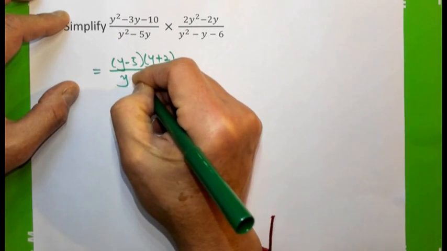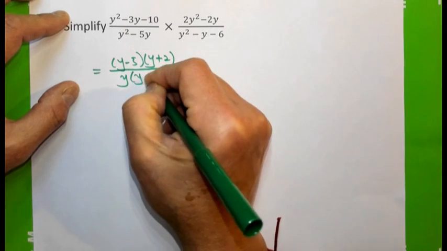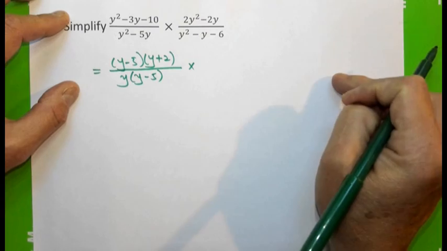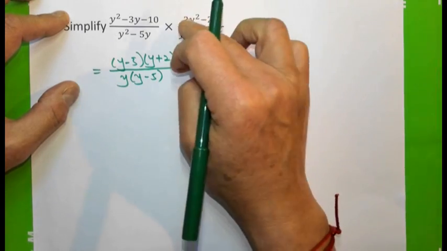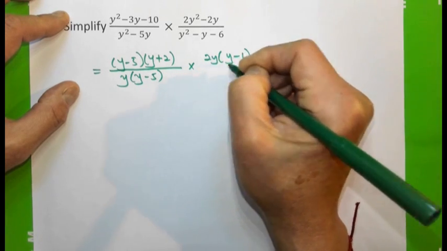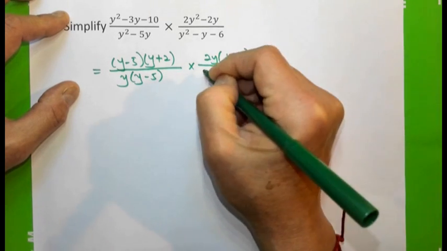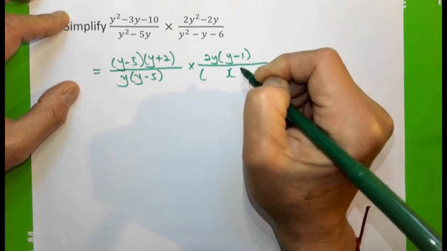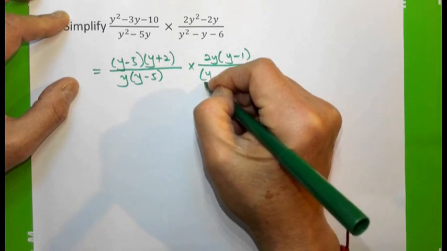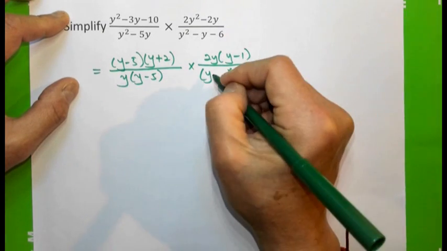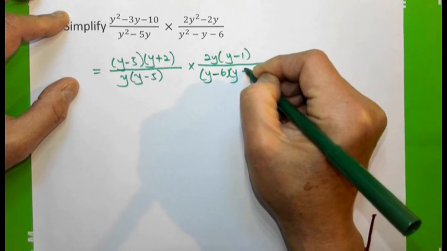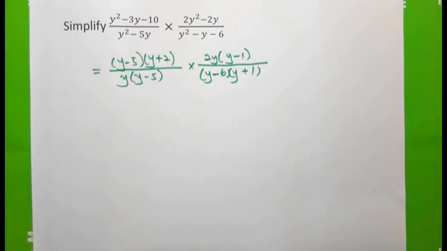And y squared minus 5y, using the distributive law, is y times y minus 5. Alright? Then 2y squared minus 2y: the common factor is 2y, and this is 2y times y minus 1. Now, y squared minus 5y minus 6 is actually y minus 6 and y plus 1. Alright, any question here?